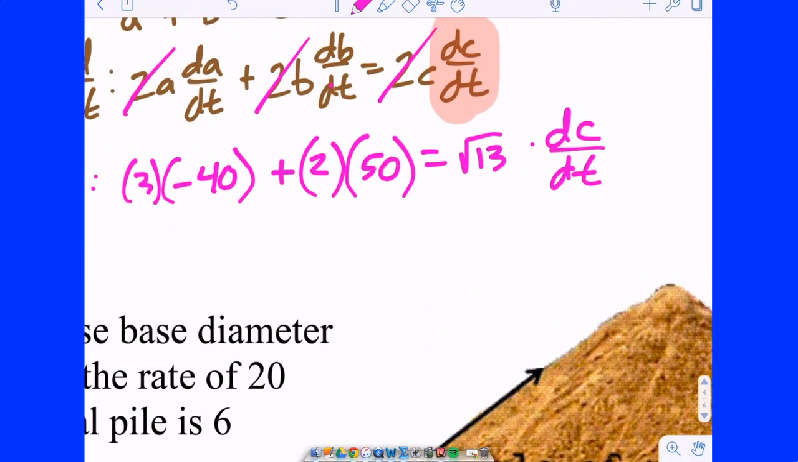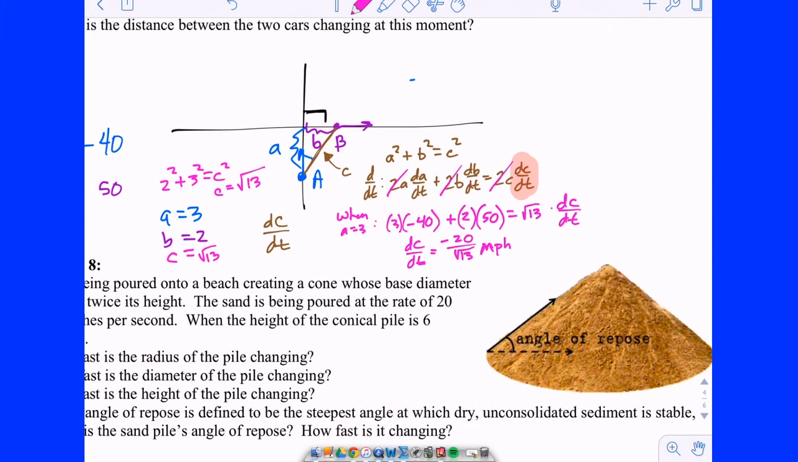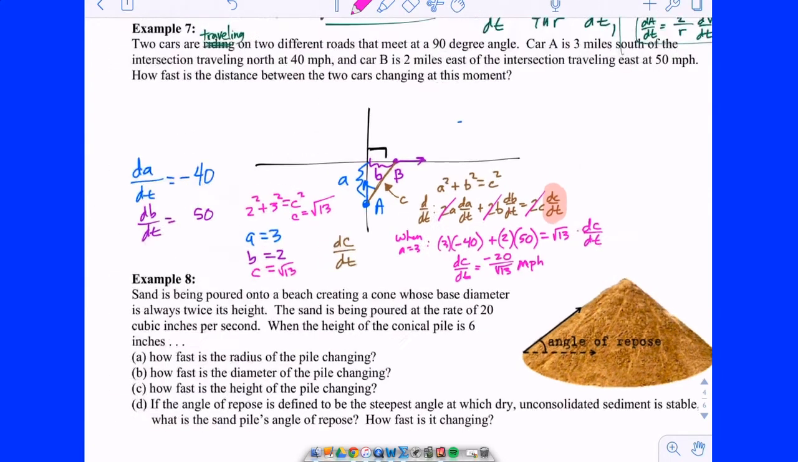So let's see, what do we get on the left? We get negative 120 plus 100, which is negative 20, divided by the square root of 13 equals dC/dt, and that would be in miles per hour. So you can write it like that, mph. So the distance between them is actually decreasing by whatever that amount is, miles per hour. So another right triangle problem, but in this case, all 3 sides are changing.